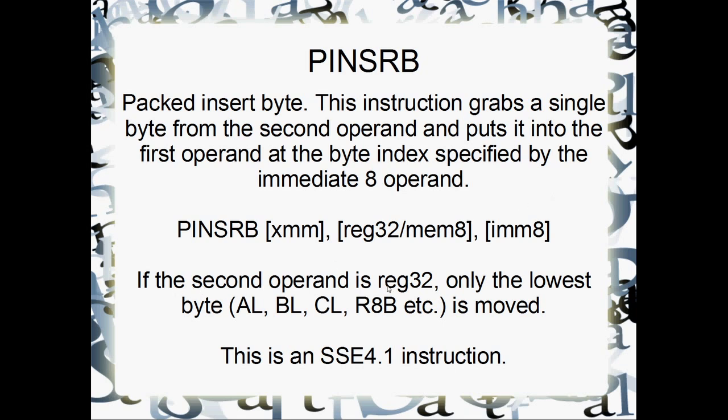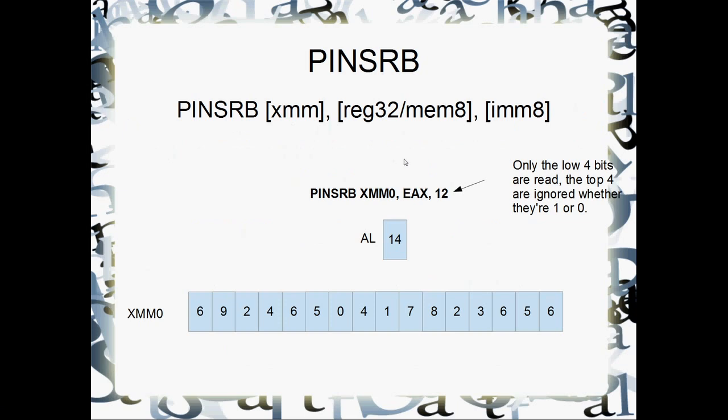If the second operand is a register 32, or a 32-bit register, only the lowest byte (AL, BL, CL, R8B, etc.) is moved. So if you've got a value in an x86 byte register and you want to place it at some byte in an SSE register, this is the instruction for you. It works exactly as you'd expect. You just use the immediate 8 value to specify the index where you want the byte to go.